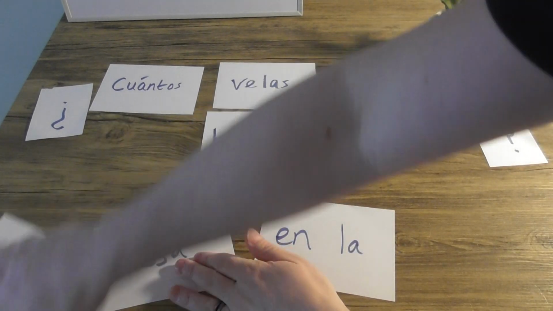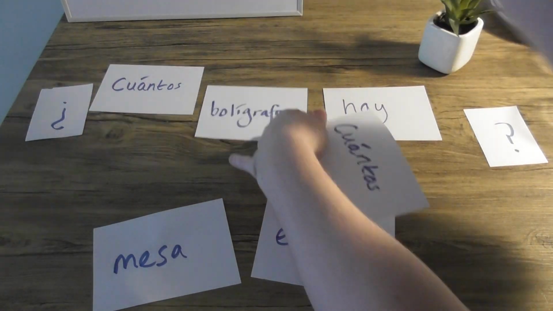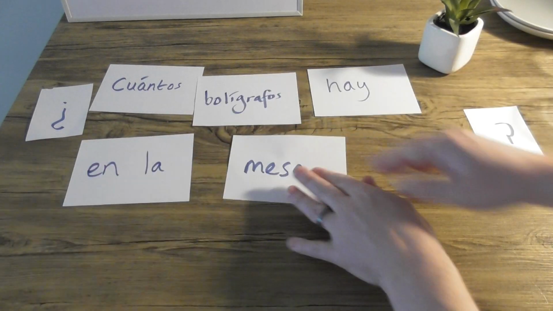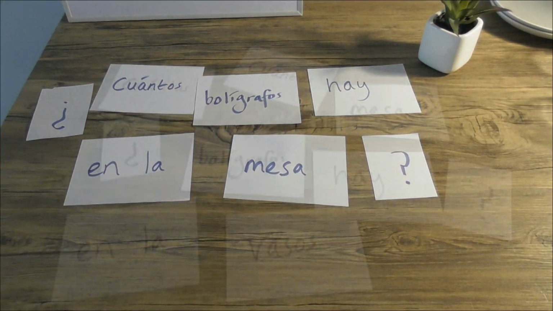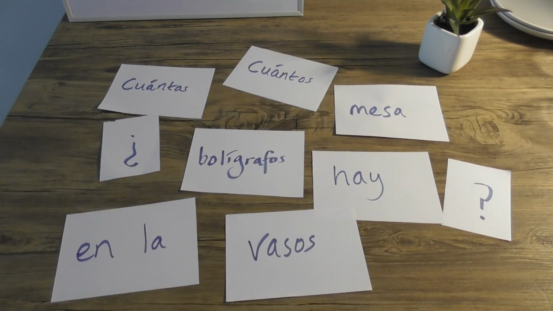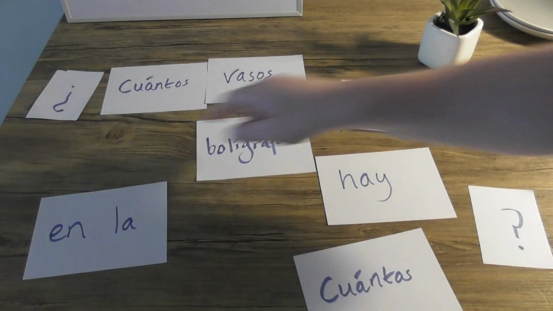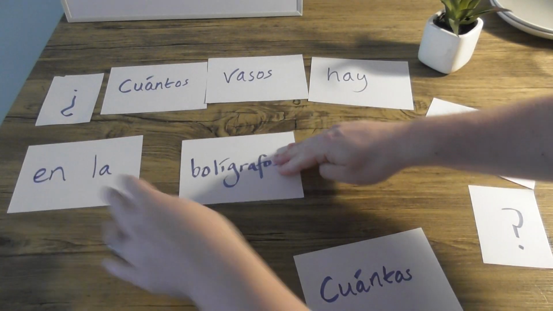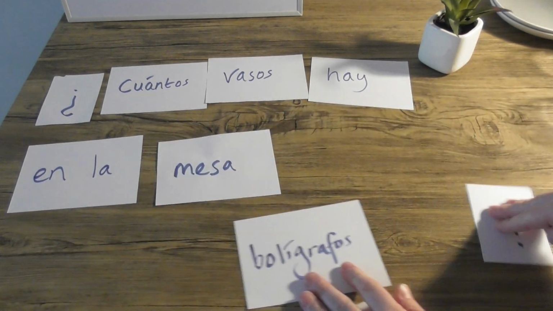Bueno, ¿cuántos bolígrafos hay en la mesa? Y finalmente, ¿cómo se dice en español? How many glasses are there on the table? Vamos a ver. ¿Cuántos vasos hay en la mesa?